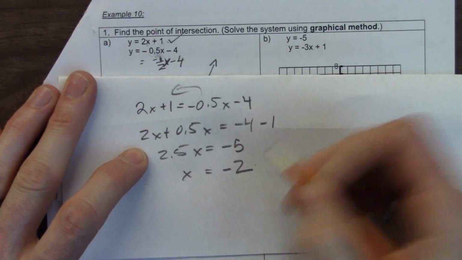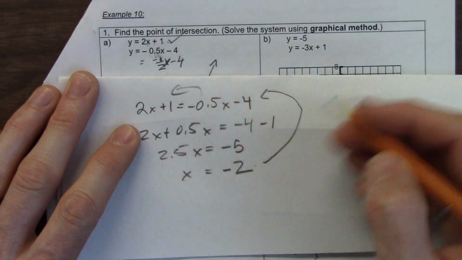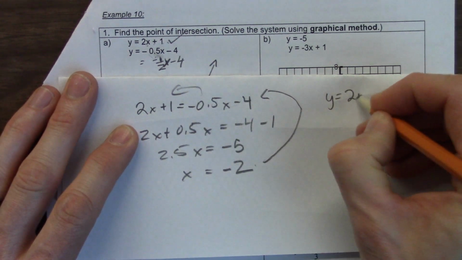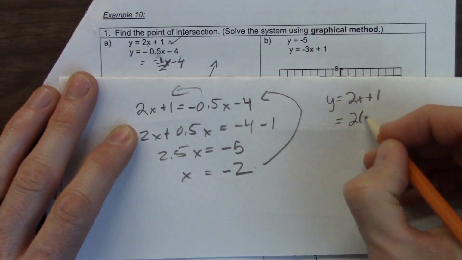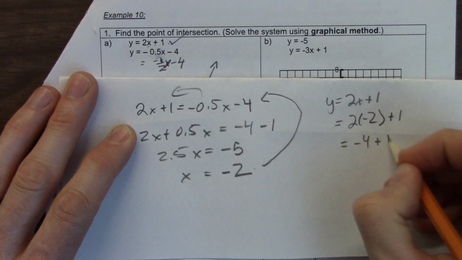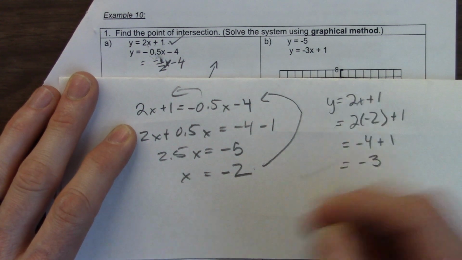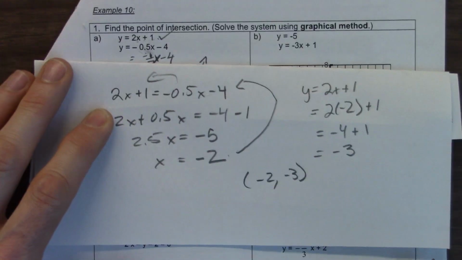If x is negative 2, I can sub it into either of the equations. Let's sub it into this one, just because we're not dealing with the decimal. So we get 2 times negative 2, plus 1, negative 4 plus 1 equals negative 3. My point of intersection is therefore negative 2, negative 3.